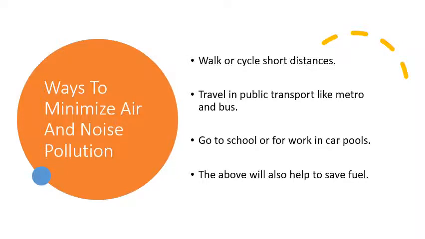Now we have studied how pollution is caused. Now let us see the ways by which we can minimize air and noise pollution. In this, the first point is to walk or cycle short distances. So the first thing which we should do to make the air pollution less is that we should walk or use a cycle for short distances.